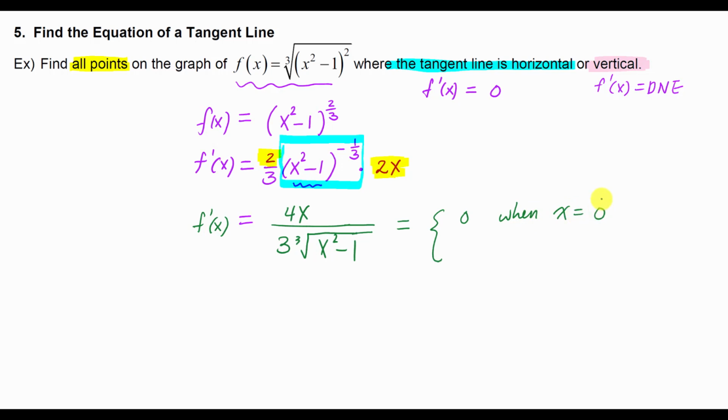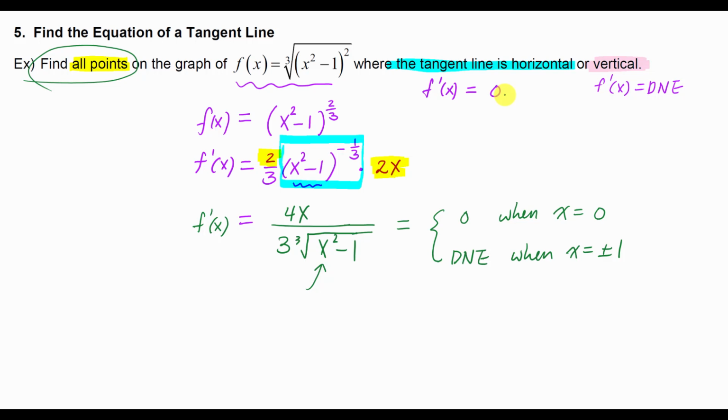And a rational expression is undefined if the denominator is 0. And you can see this expression's denominator will be 0 if x squared is equal to 1. And x squared is 1 means x is plus or minus 1. So this f prime of x does not exist when x is equal to plus or minus 1. But now I still need to find all points, ordered pairs, such that f has a horizontal tangent line or f has a vertical tangent line.